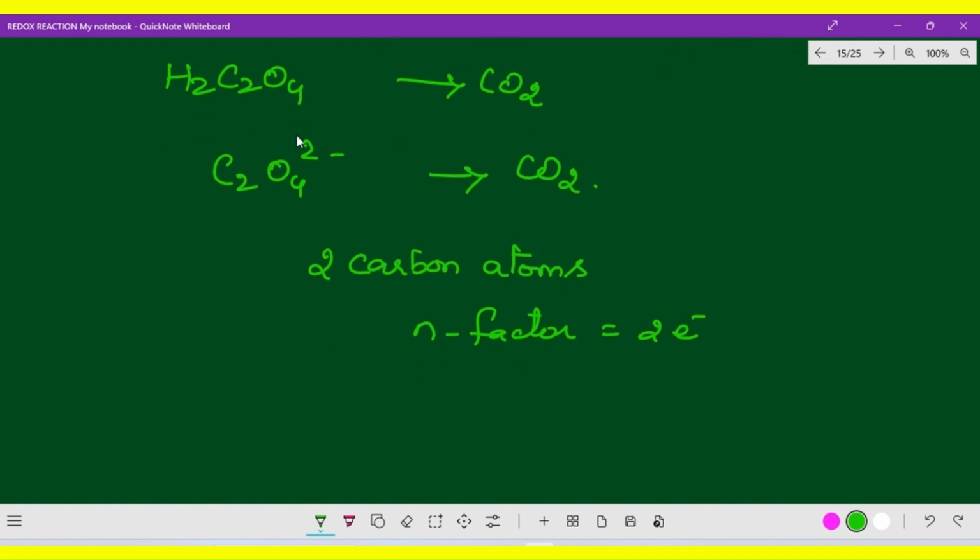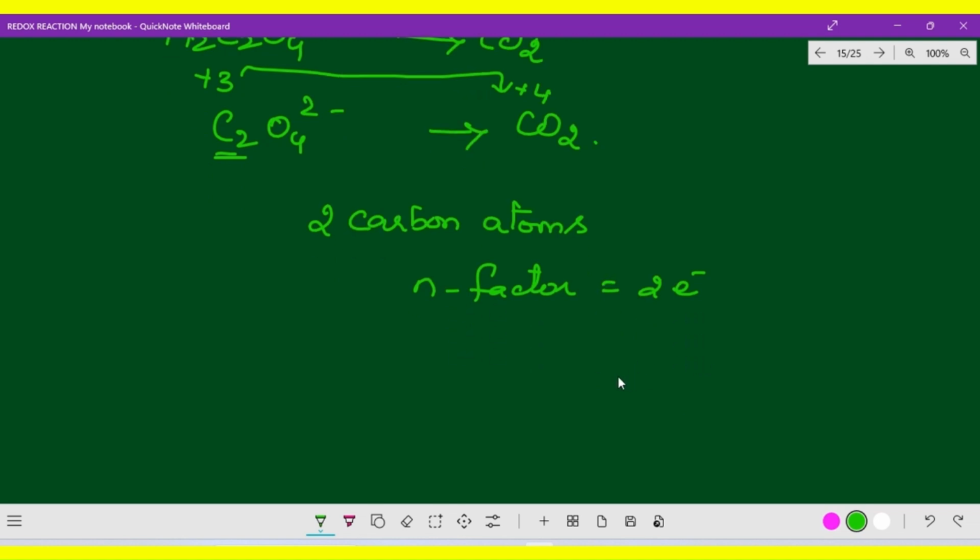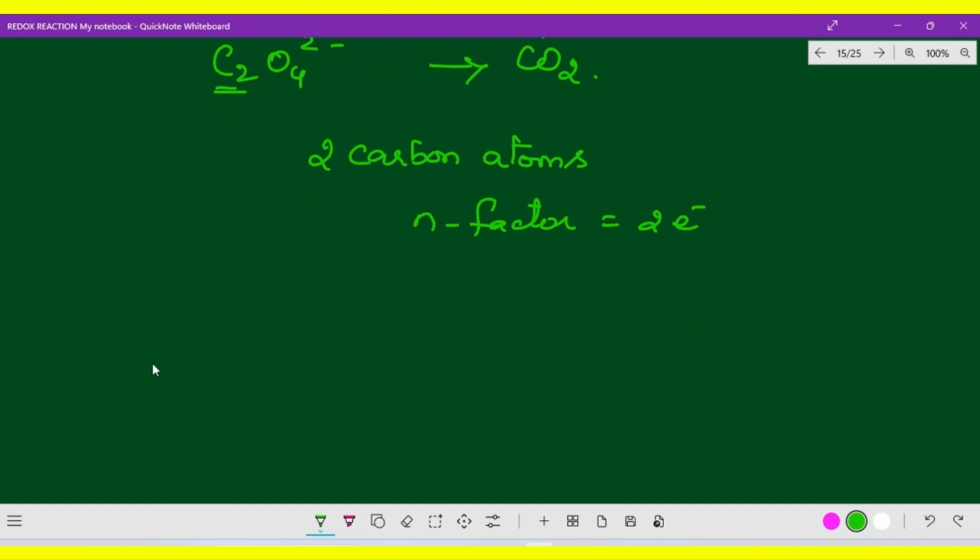You have to find out the oxidation state here, and here also you have to identify the oxidation state. Here you will get +3 and here you will get +4. So the number of electrons changed is 1, that means per atom 1 electron. Here 2 carbon atoms are available, so the number of electrons changed is 2. So that N factor is 2 electrons, right? I hope you got that idea. Yes, fine. Now we have to identify the equivalent of oxalic acid, using the equivalent weight of oxalic acid.